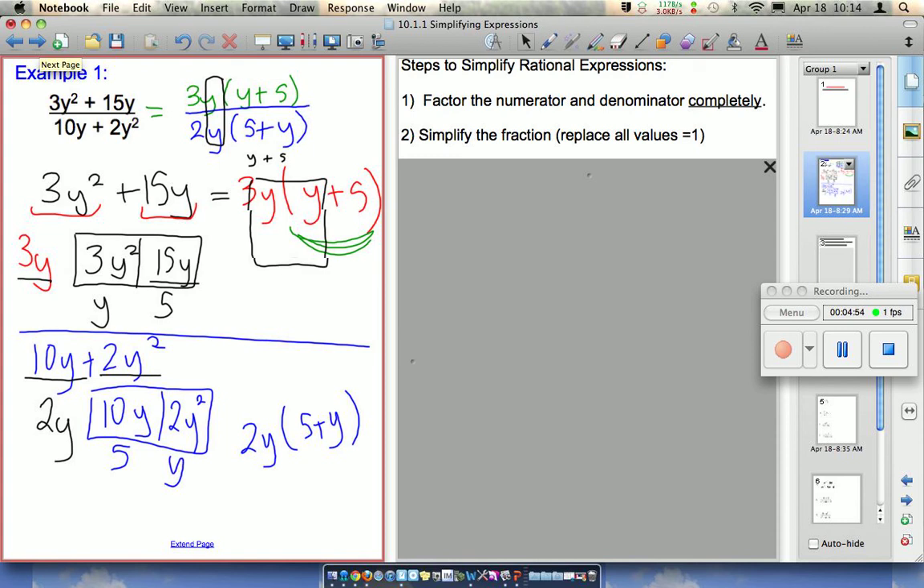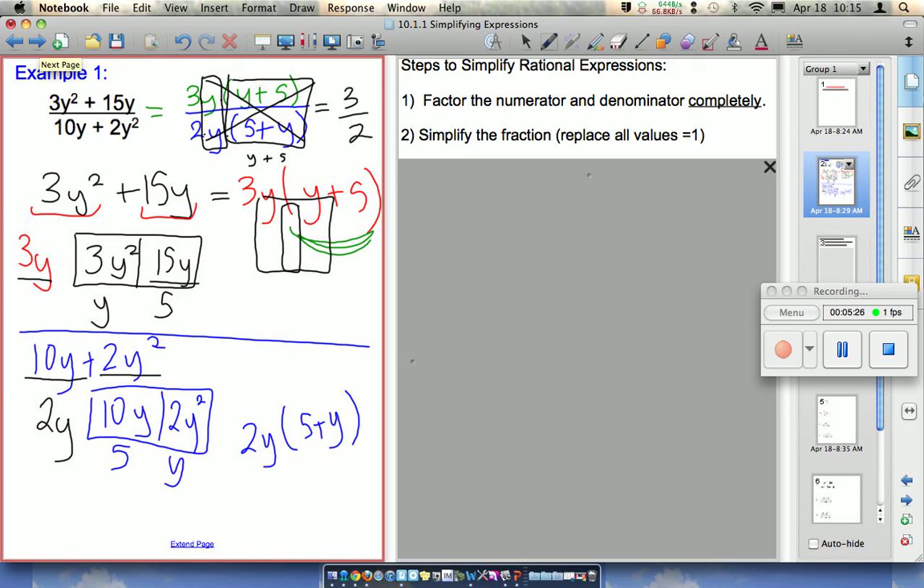So let's think about this again. The reason we can find these ones is because this is a product on top. This says 3 times y plus 5. The bottom says 2 times y times 5 plus y. So these are factors on the bottom and on the top, which is why when I find these ones, I can just cancel them out. They're gone, because anything times 1 is itself. So this problem simplifies all the way down to 3 over 2.